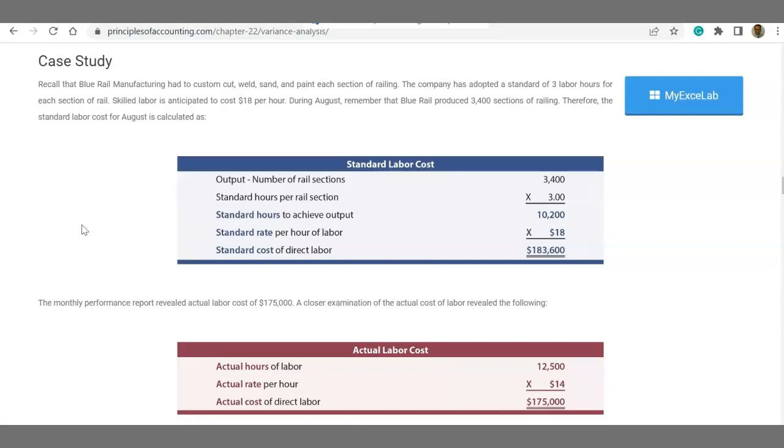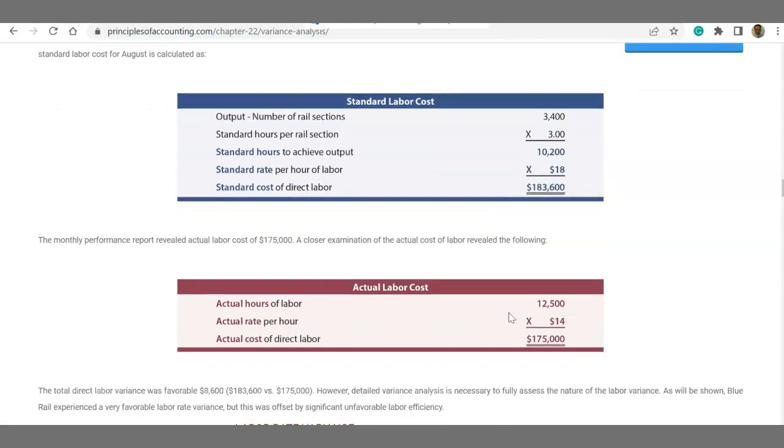So this is a case study again. It says there is an output of 3,400 rail sections, and we spent 30 hours per rail section. That means we need 10,200 hours of direct labor necessary to get the job done for 3,400 sections, and times $18 labor cost on average, that will be a total direct labor cost of $183,600.